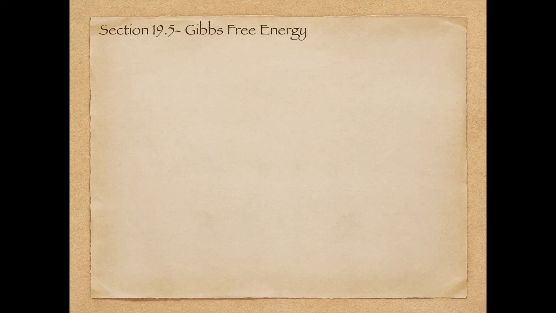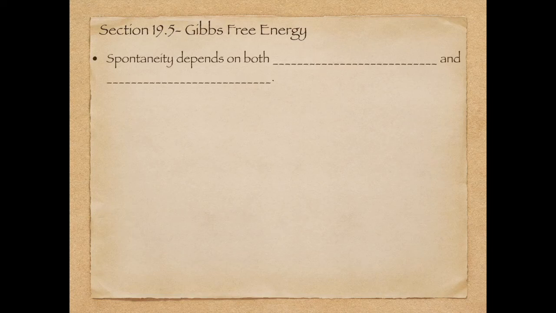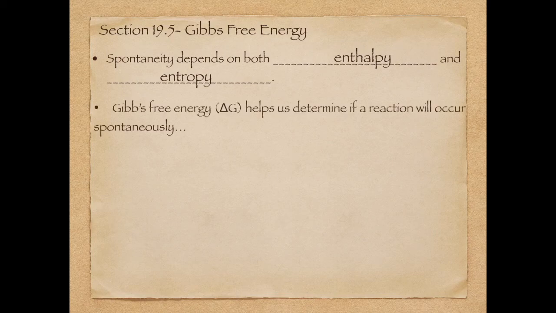Well, it's not as simple as that. Instead, what we need to do in order to determine if a reaction is spontaneous or not is to actually calculate one more new variable, and that is your Gibbs free energy. Now, spontaneity depends, as we said, on both enthalpy and entropy. It's not one or the other. And so in order to compare these and determine if a reaction is spontaneous, we're going to calculate the Gibbs free energy, which is represented by delta G. So your delta G helps us to determine if a reaction will occur spontaneously.